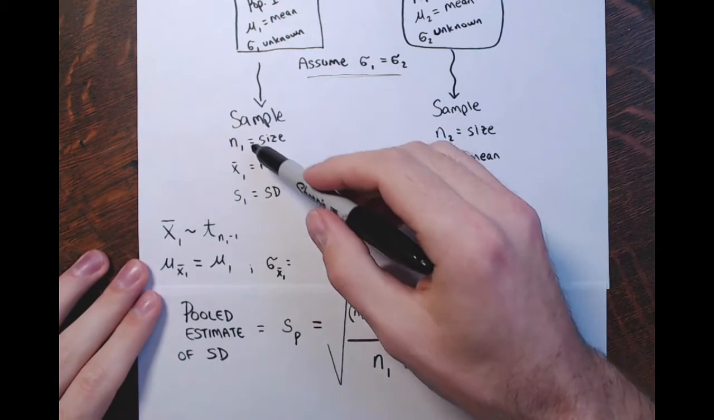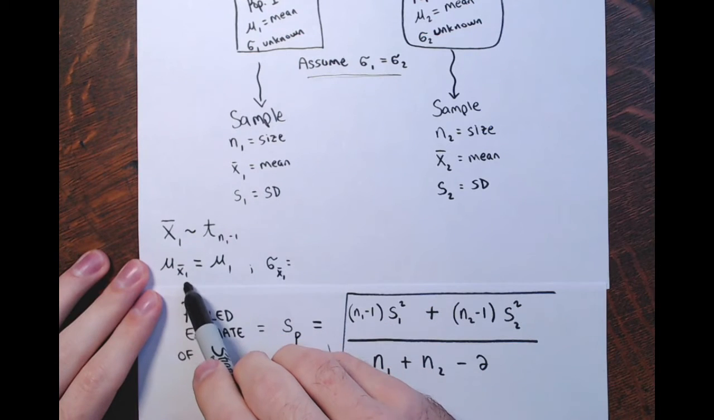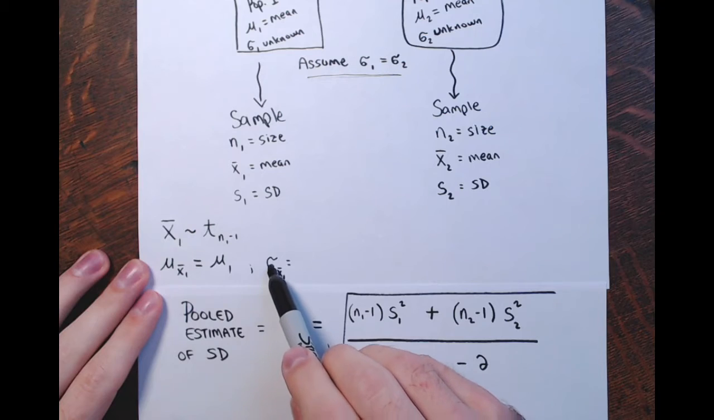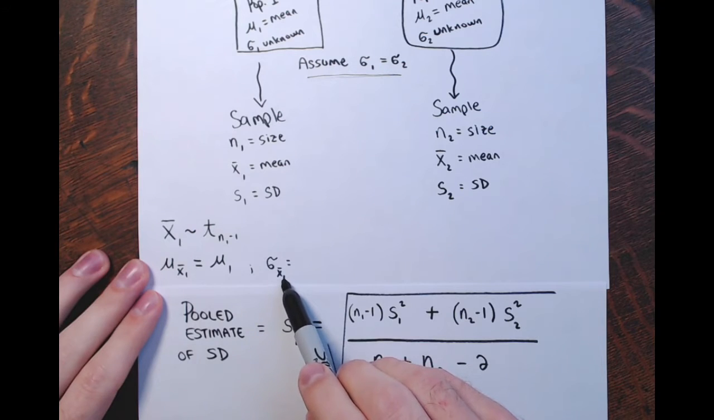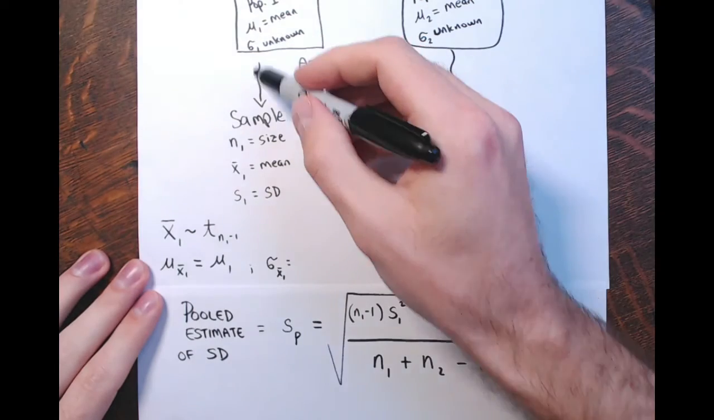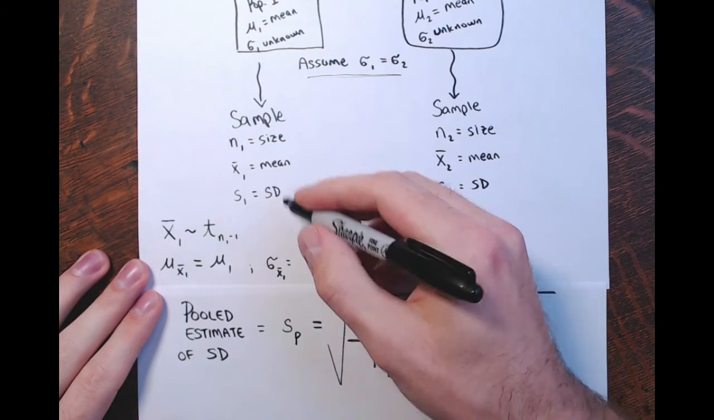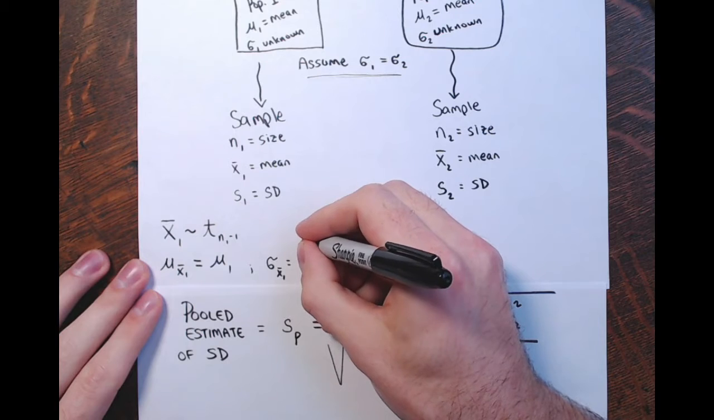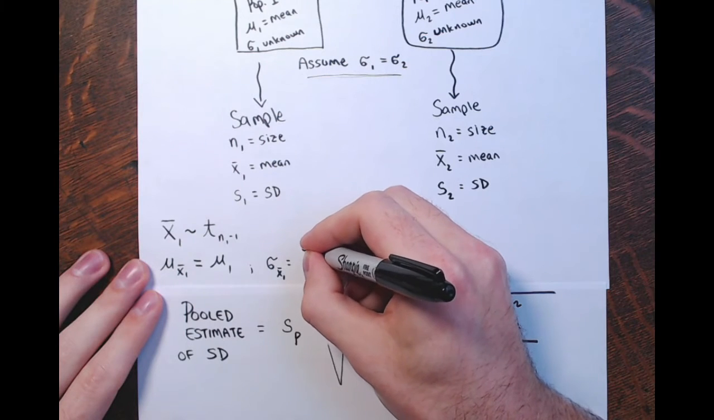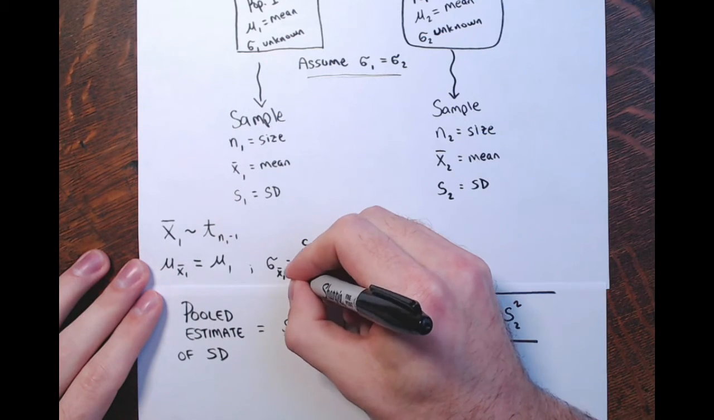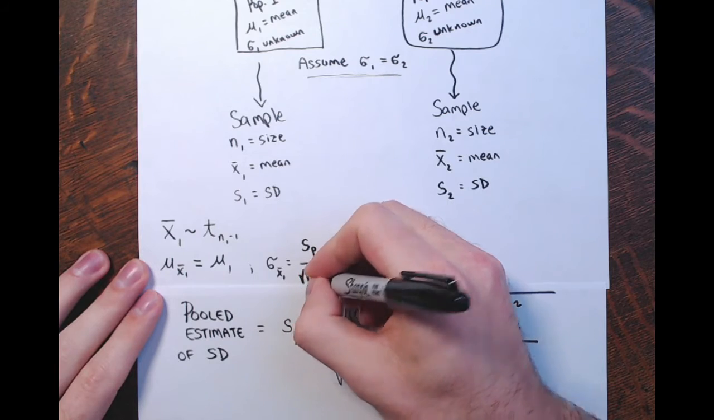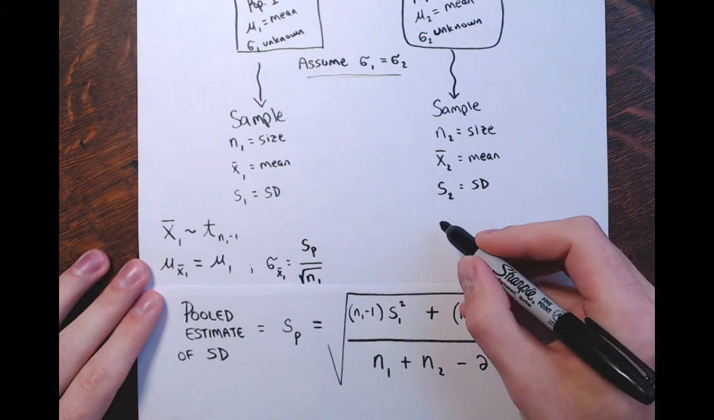So back to this again, the mean of the means for x1, the mean of the x1 bars would be mu1. The standard deviation of the x1 bars would be, usually it's sigma 1 divided by the square root of n1, but I don't know sigma 1, so we're going to use this S pooled divided by the square root of n1. And then very similar over here, right?